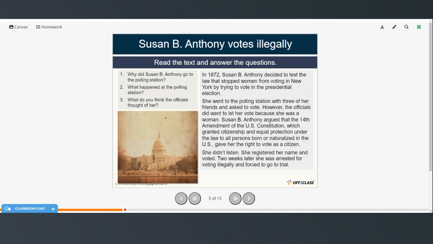Susan B. Anthony argued that the 14th Amendment of the U.S. Constitution, which granted citizenship and equal protection under the law to all persons born or naturalized in the United States, gave her the right to vote as a citizen. She didn't listen. She registered her name and voted. 2 weeks later, she was arrested for voting illegally and forced to go to trial. So why did Susan B. Anthony go to the polling station?